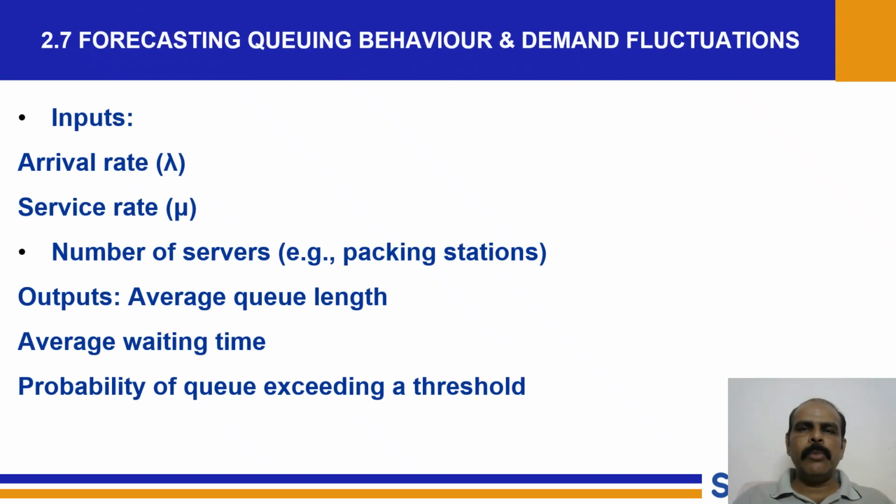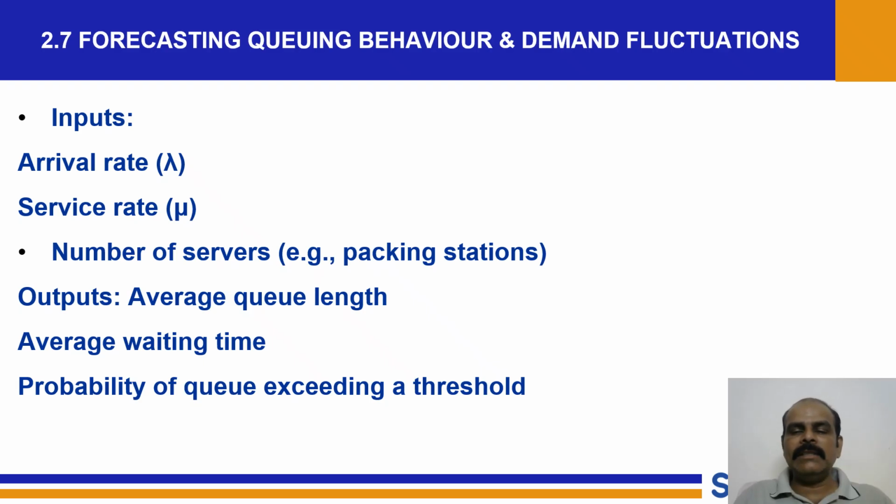The input is obviously lambda, the arrival rate, and mu, the service rate. Both should be in equilibrium. That is what theoretically we expect: lambda should be equal to mu. Then there is no waiting in the queue. That is the general understanding, but practically it may not be so. It has its own nuances. Theoretically we expect both to be the same, but practically they may not be the same. There will be some sort of imbalance.